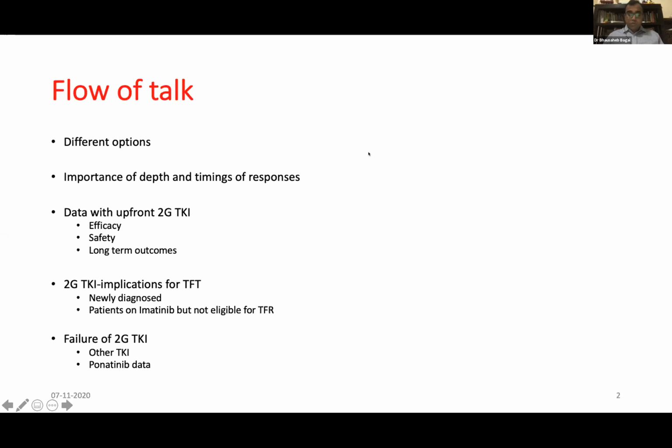I will try to go through the different options available to us at this time point. Then we'll look at the importance of depth and timing of responses, which we saw in the last panel discussion. We'll see data on upfront second generation TKI in terms of efficacy, safety, and long-term outcomes, mainly with nilotinib. We'll also see its implication for deeper responses, mainly TFR, in newly diagnosed patients, and also in a patient who is on imatinib but is not eligible for TFR. Would second generation TKI help us there? And next, when second generation TKI fails, what do we do? That's the important question which has not been adequately answered as of now.